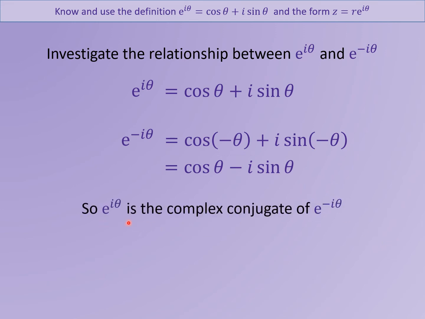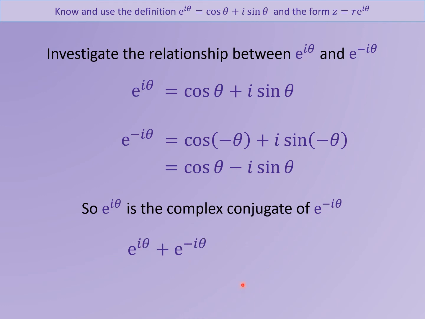Well, we can see that e to the i theta and e to the minus i theta are complex conjugates. The reason for that is because if you look, they're both exactly the same, except there's a change of sign on the i part. It's also exactly the same as z and 1 over z, which is what we looked at in a previous lesson. Why does that help?